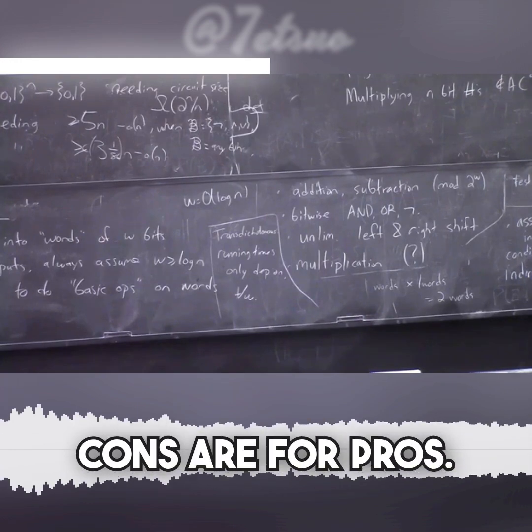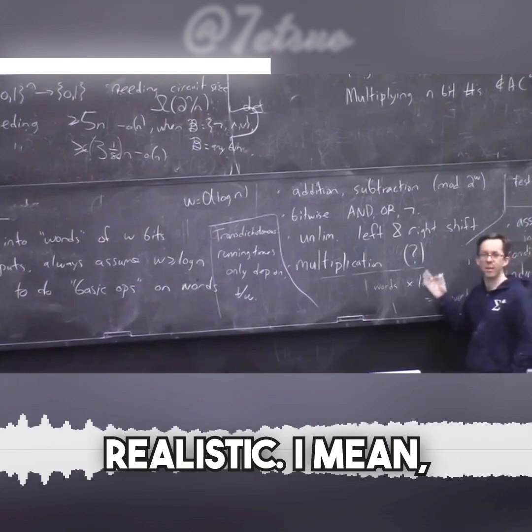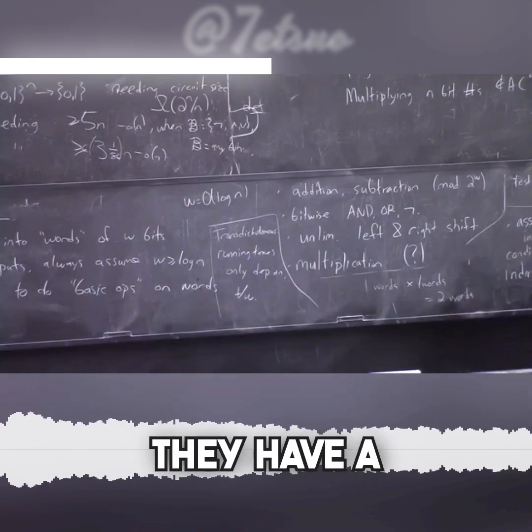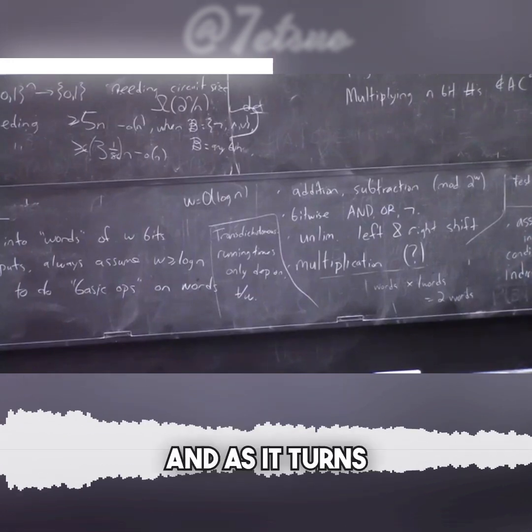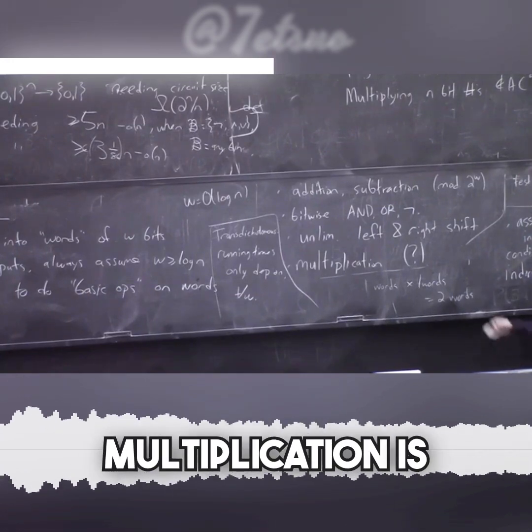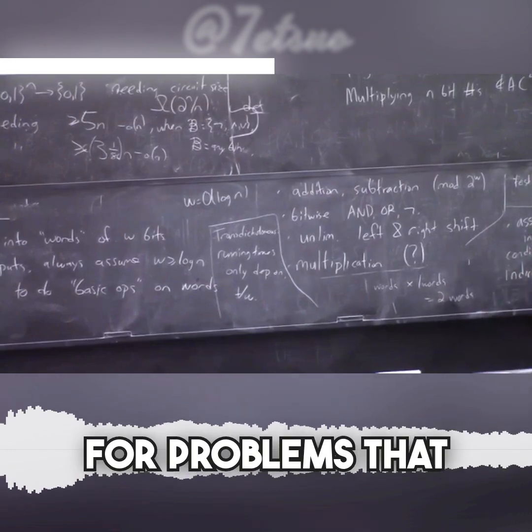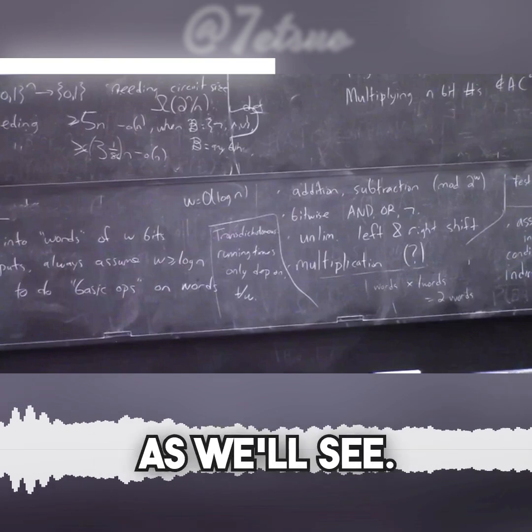So the pros and cons are, for pros, it's kind of realistic. Honestly, the chips these days have a multiplication instruction, which is very fast. So that might seem fine. And as it turns out, having multiplication is very useful, even for problems that don't seem to have anything to do with arithmetic, as we'll see.